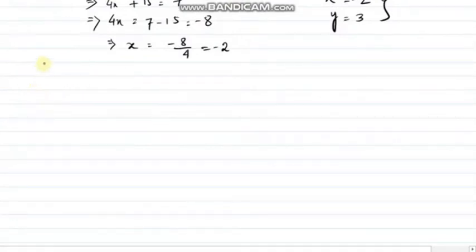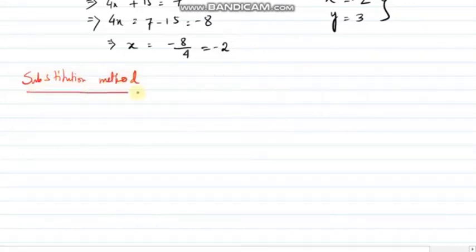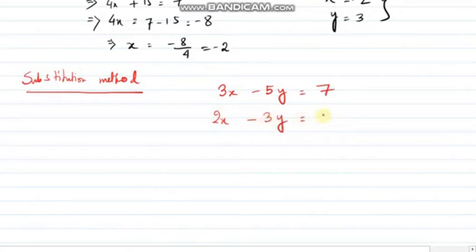This was all about the comparison method. The next method that we are going to learn is the substitution method. So what are we going to do in the substitution method? Suppose my two equations are 3x minus 5y equals 7 and my second equation is 2x minus 3y equals 5.